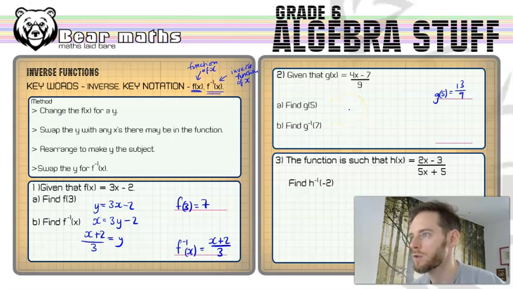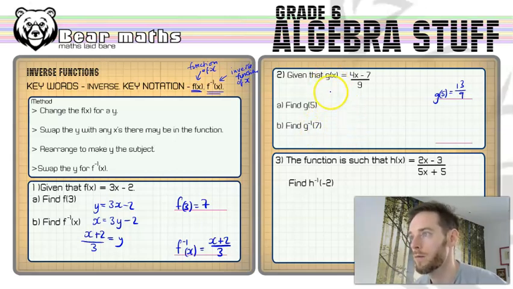This is the inverse function bit. G, or the inverse function of g, so g to the minus 1 of 7. Oh, we haven't got an x in there this time. So we've got a number, so what we have to do is find the inverse function of g, and once we've found the inverse function of g, then we can put 7 into it, right?